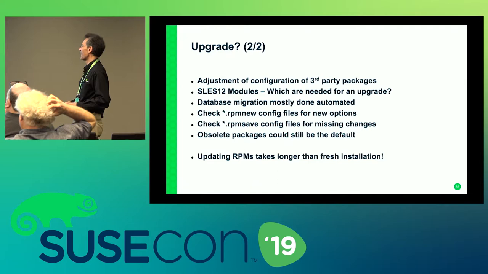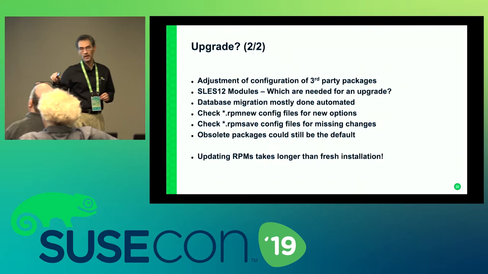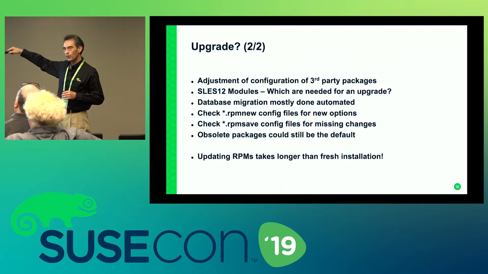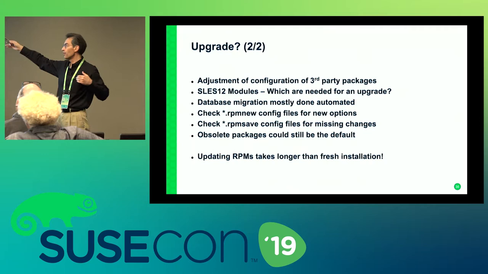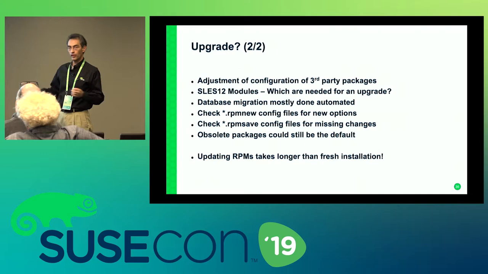Okay, we kind of talked about the database. The rpmnew and rpmsave config files, you're going to want to take a look at those. Sometimes folks wonder why it keeps growing. When you do an upgrade, the rpmsave files are the old configuration files, and the rpmnew ones are the new default settings, and those configuration files are going to be on that server. They're going to continue to grow every time it gets updated. So you might want to look for those, even just to check whether there's something you needed to bring forward into the new system, or to clean them up, okay?